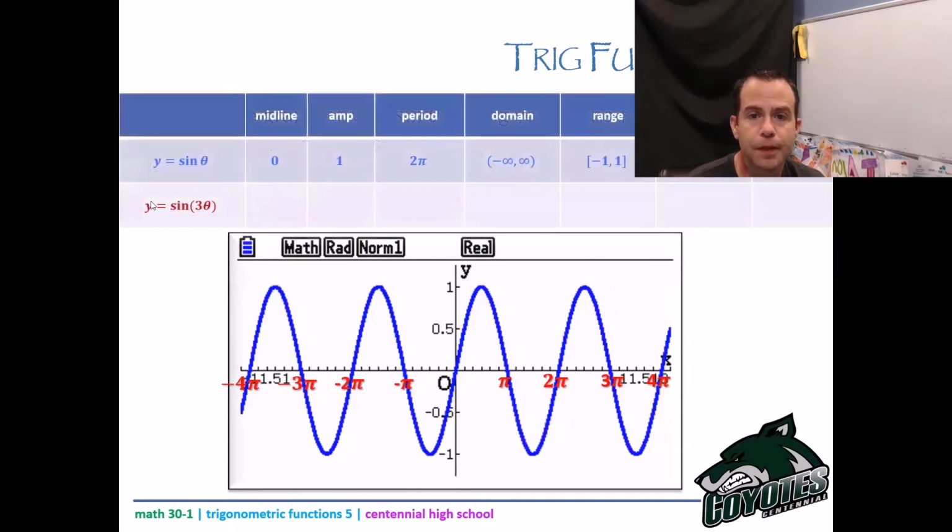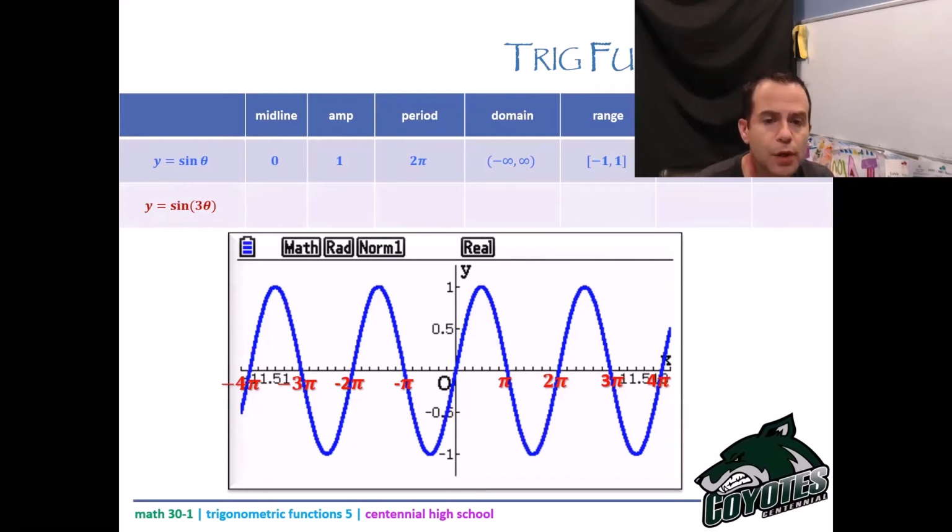So the first one I just put right in because it's the same base function from the last question. Okay, so we're starting with sine of theta, with midline, amplitude, period, domain, range, y-intercept, and midline intercepts all stated for you because we've already stated them. Now, we're going to take a look at y equals the sine of 3x, or 3 theta, sorry. Okay, so what is my new period? Well, my new period will be 2 pi divided by 3.